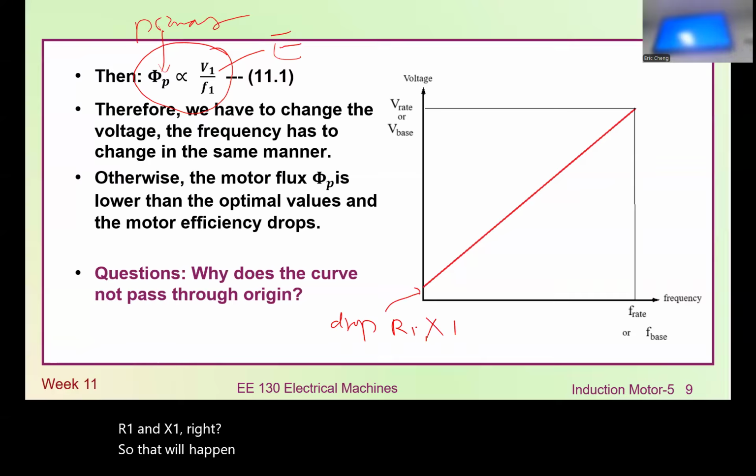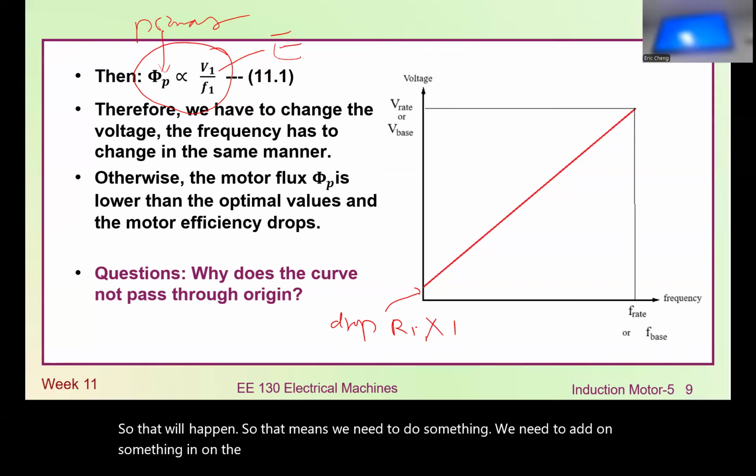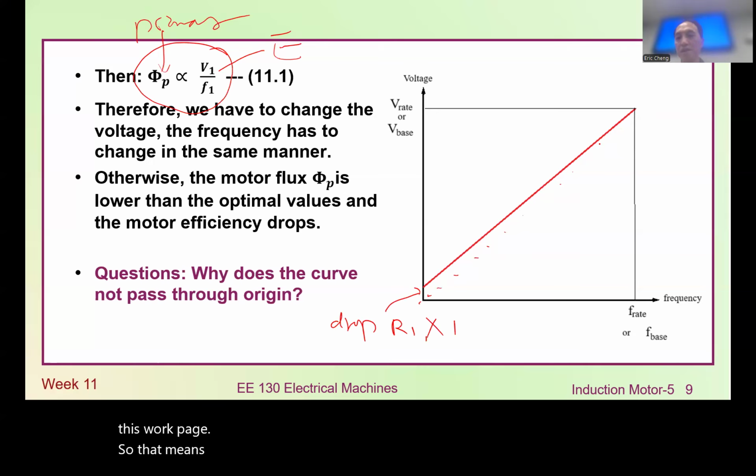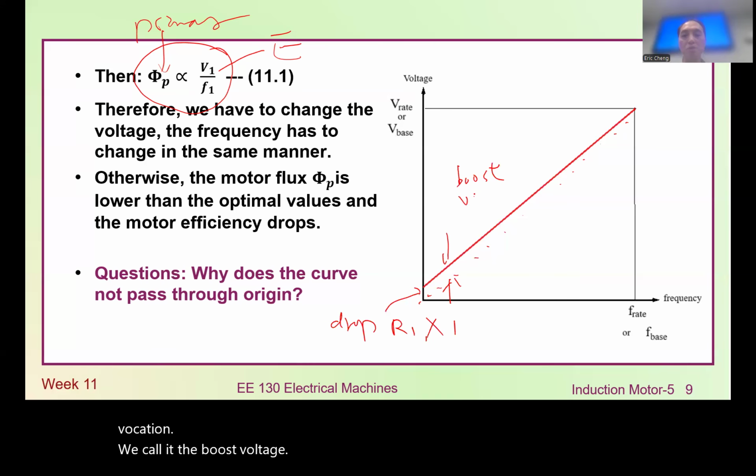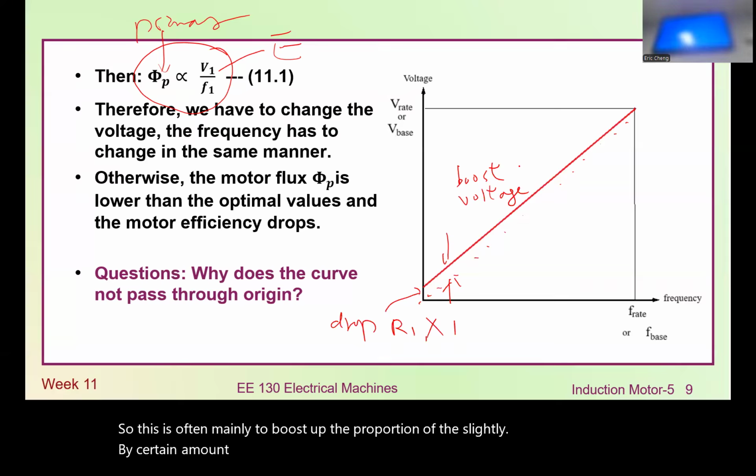So that means we need to do something. We need to add something on as compensation. That is why we have this kind of offset. In theory this will be a parallel line, and this amount of voltage we call the boost voltage. This voltage mainly boosts up the proportional voltage slightly by a certain amount. It tries to compensate for the voltage drop in R1.